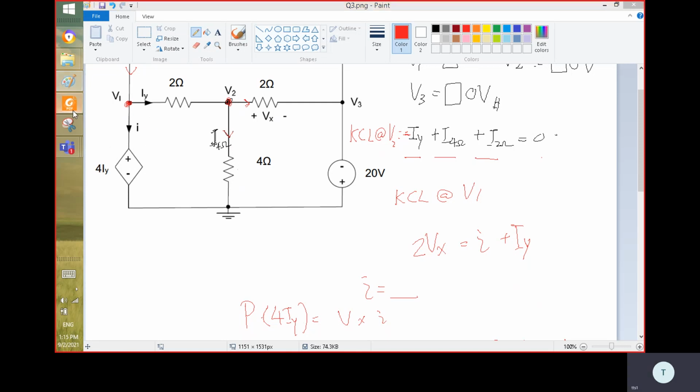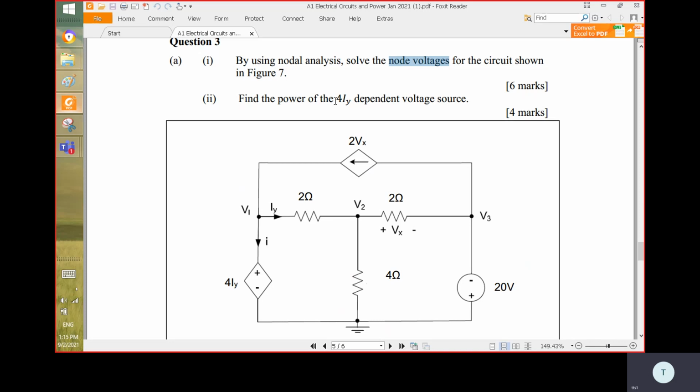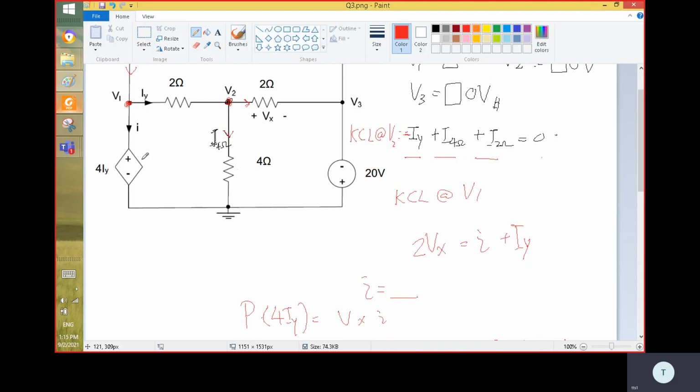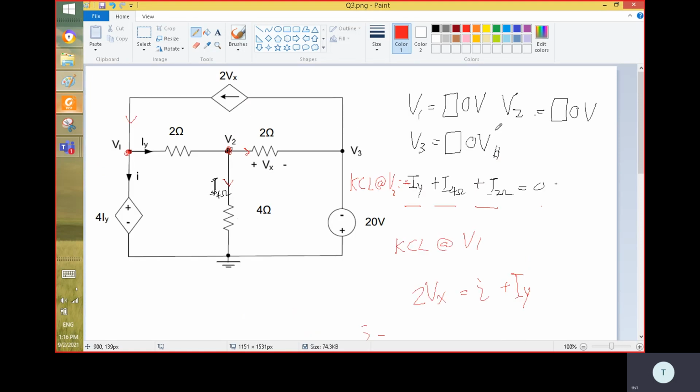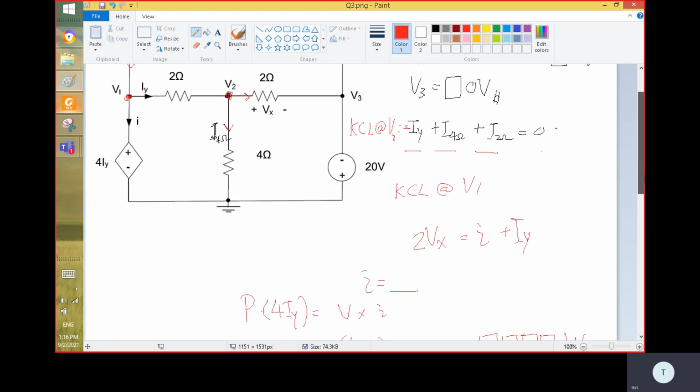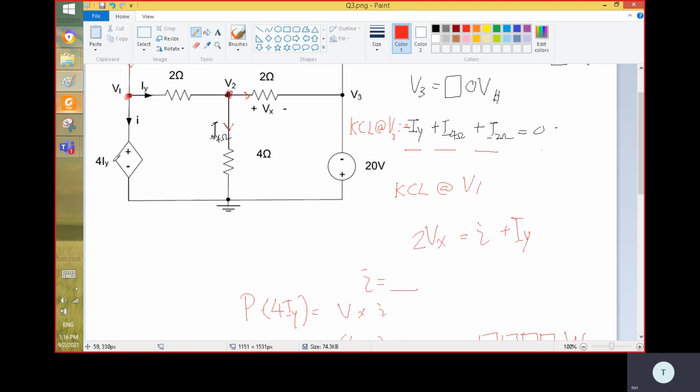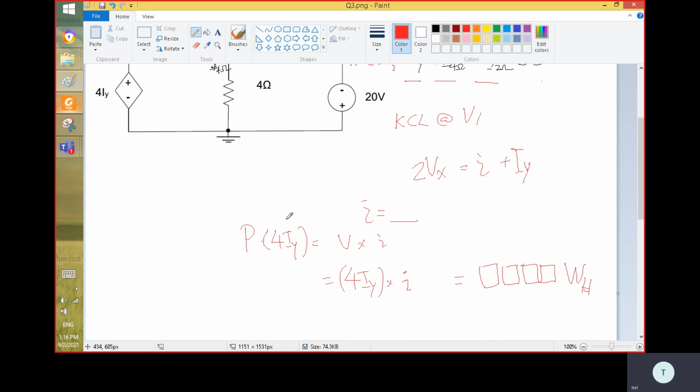This is part 2. Part 2 is to find the power of this voltage source. Okay, so the voltage source is 4IY. At this time, I think you already know how much IY is. After you solve these 2 equations, you know the value of IY. So you just take 4IY as this voltage, multiplied by this current, and you get the power.